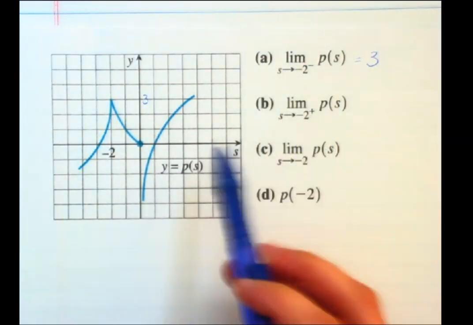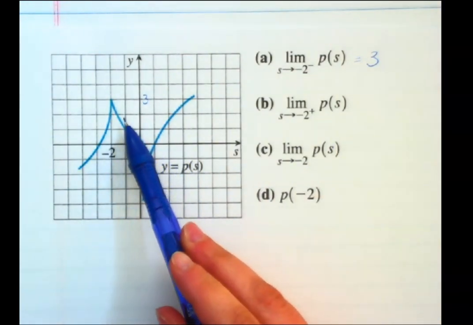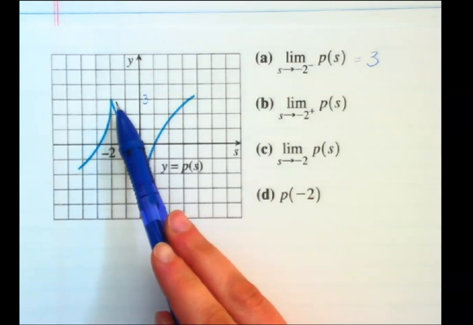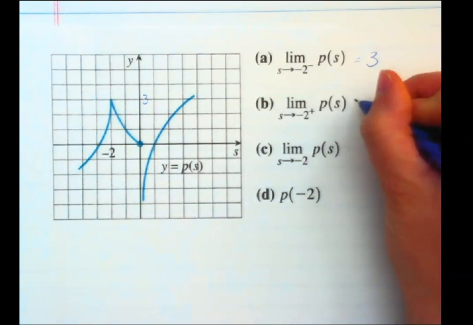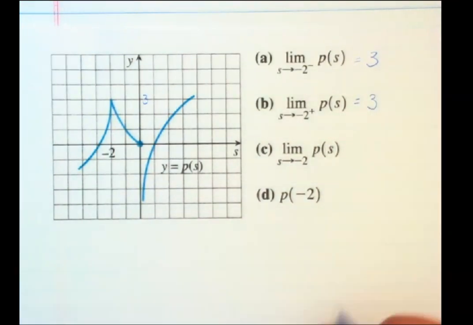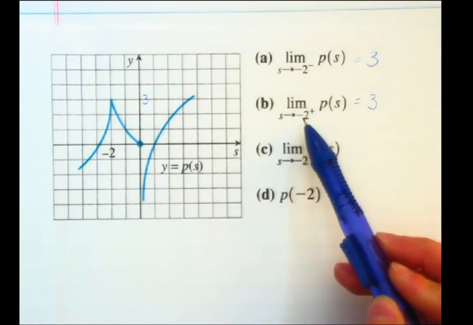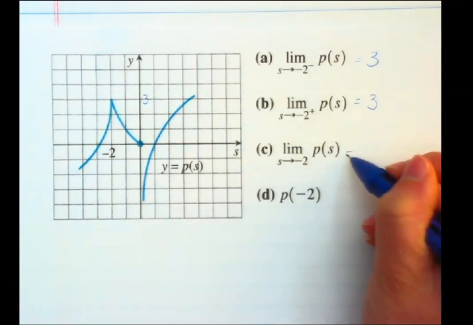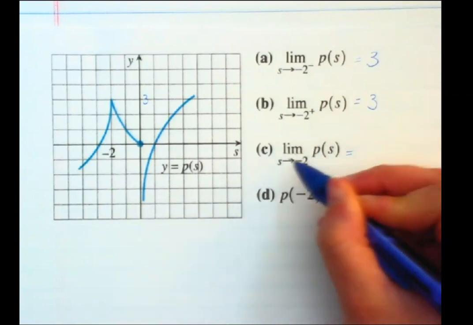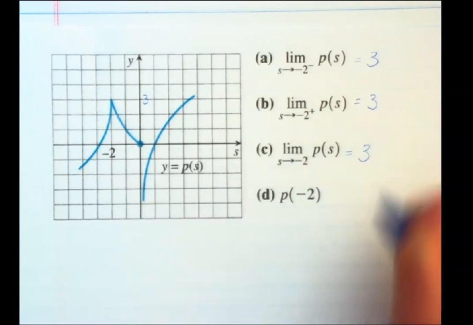The next part, the limit as s approaches -2 from the right. That's this plus sign. So now from the right, that's over here, I'm going to start approaching -2. Approach, approach, approach. And again, as I get closer to -2, the y value is still getting close to 3. So that means my limit would also be 3. Now because the left-sided limit is 3, and the right-sided limit is 3, both sides exist and they're the same number, that means I can say my overall limit, the limit of this function as s approaches -2, would equal 3 as well.